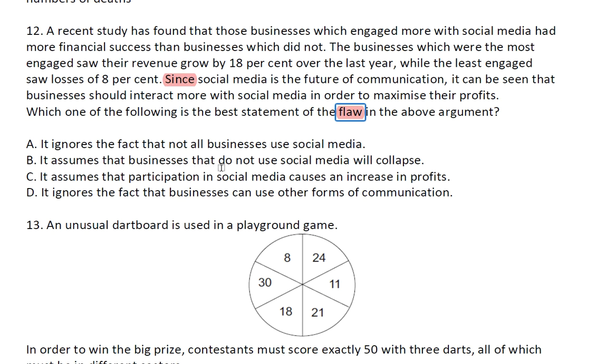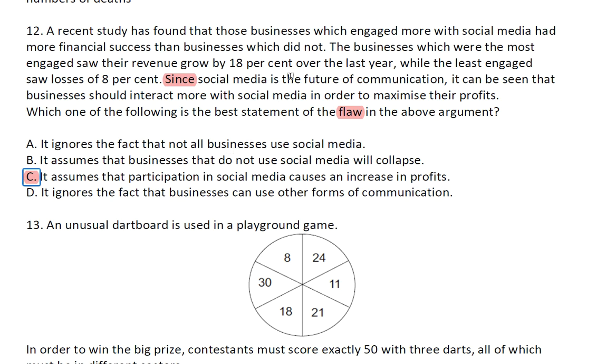It assumes that businesses that do not use social media will collapse. No, it doesn't say they'll collapse. It just says they'll lose revenue. It assumes that participation in social media causes an increase in profits. Yeah, that'll be the correct answer, I think, because this is something that's very important in arguments. It's something called correlation, not causation, right?